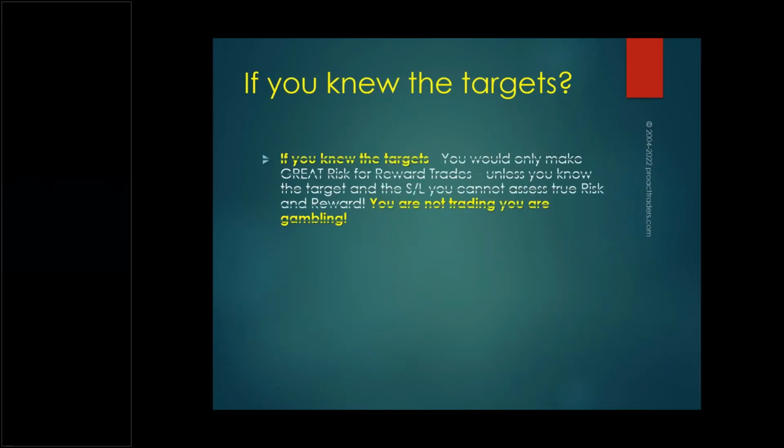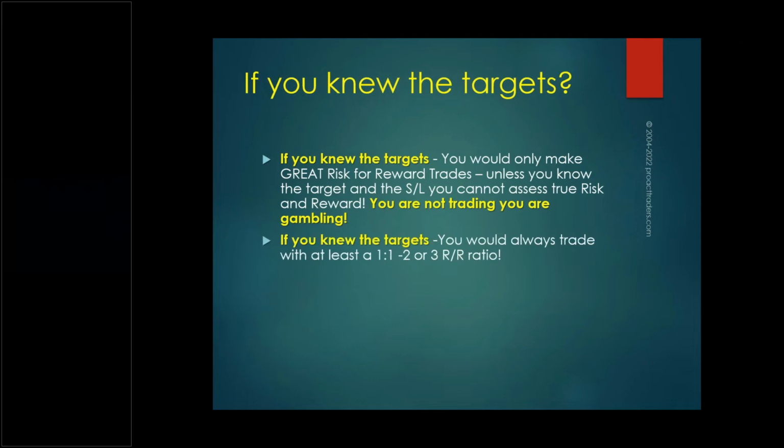Now, if you knew the targets, you would only make great risk for reward trades. And unless you know the target and the stop loss, you cannot assess true risk and reward. So you are not trading, you are gambling. If you knew the targets, you would always trade with at least a 1-to-1, 2, or 3 risk to reward ratio.